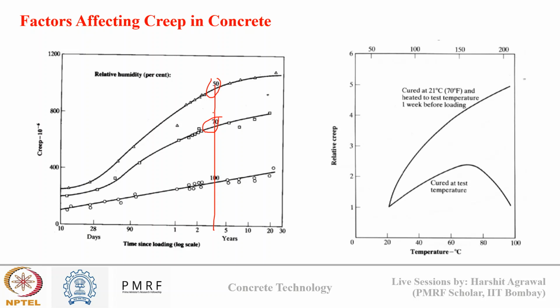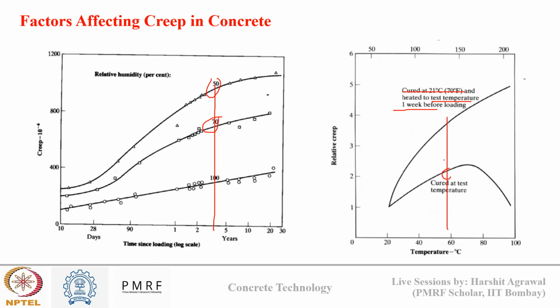Now, for temperature, it is observed that when the concrete is cured at a certain temperature, suppose 21 degrees Celsius, and then it is heated to the test temperature 1 week before loading, it exhibits higher creep compared to concrete that is continuously cured at the test temperature.